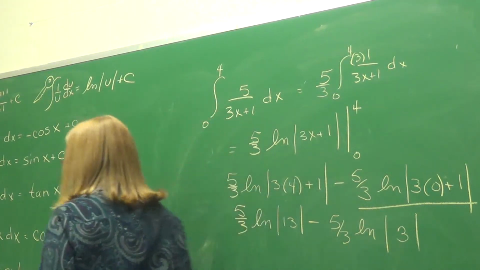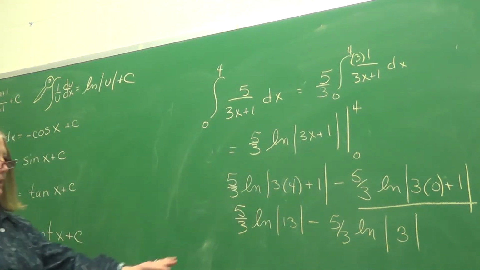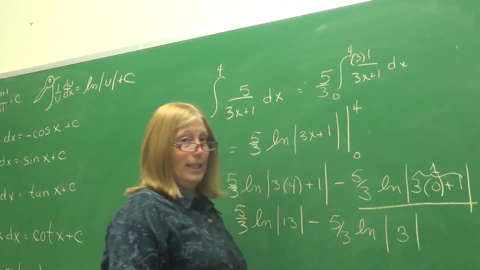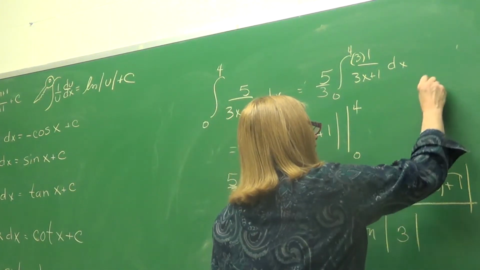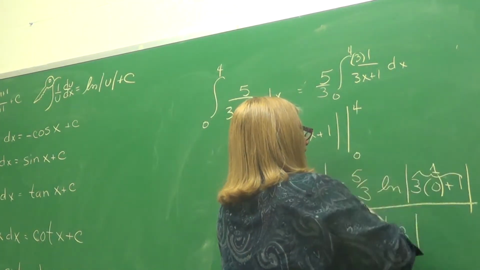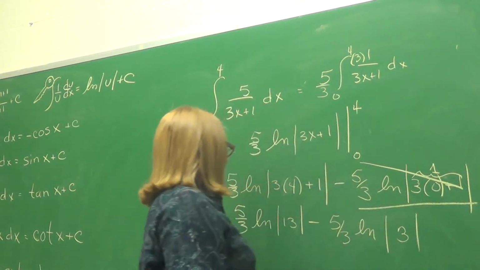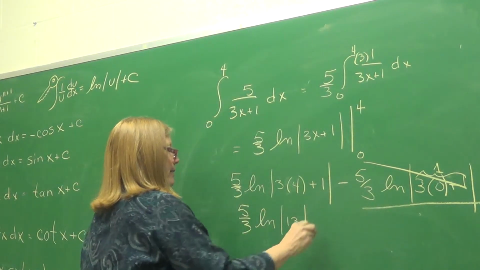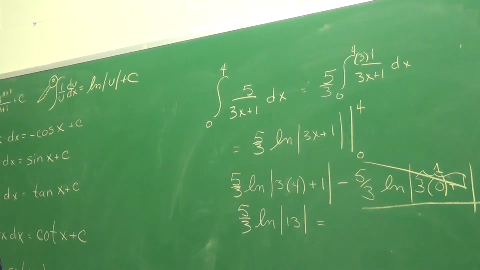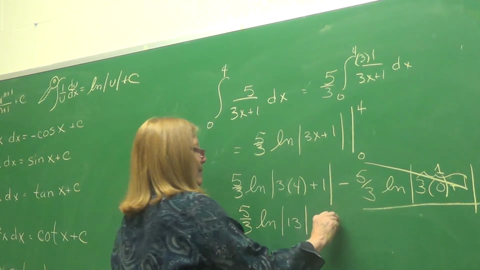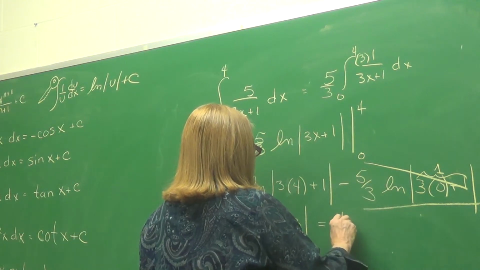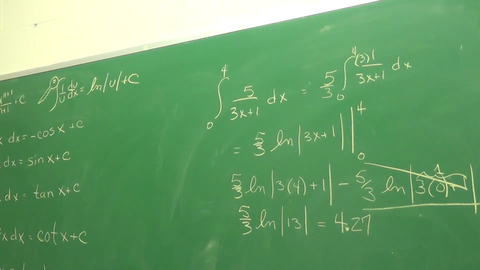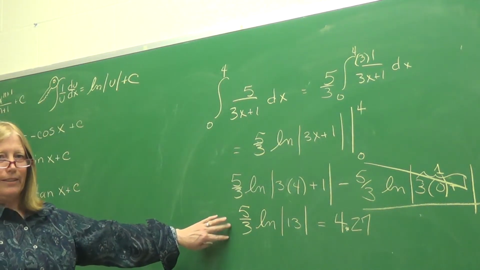So Brendan, what's 3 times 0 plus 1? 1. Right, so what's the ln of 1? 0. Right. So this whole term just zeroes out, so we end up with the ln of 13. Brendan, can you get me the ln of 13? 2.6. How come I got 4.27? Oh, because I did the 5/3. Now do 5/3. Yeah, 4.27.